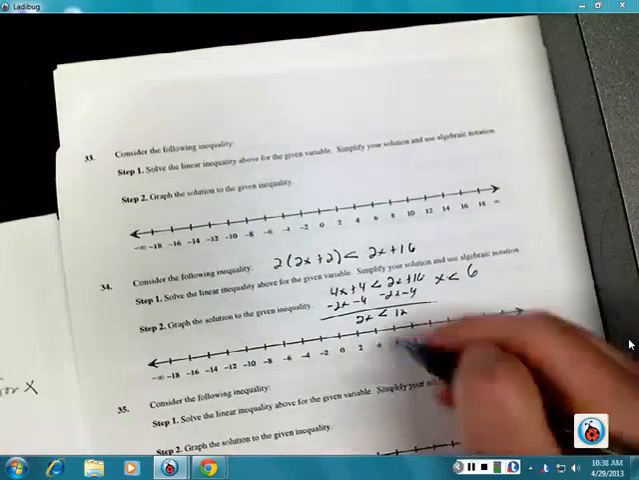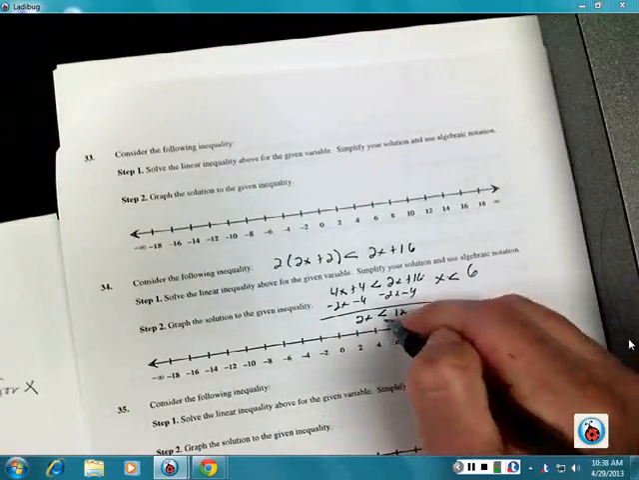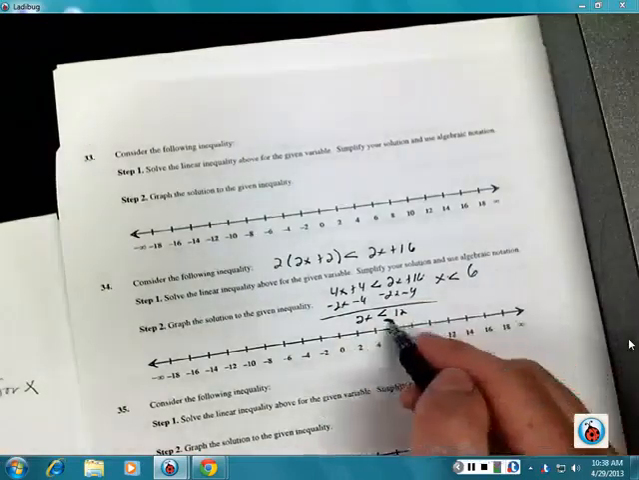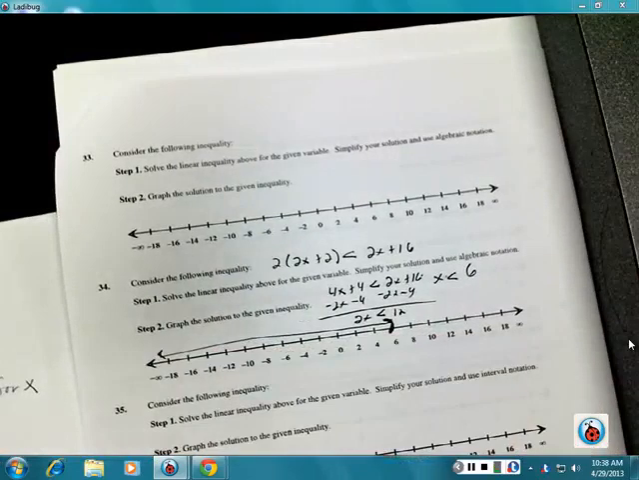So that 6 is right here, so I need a parenthesis this time. Why a parenthesis? Because there's no equals to. Right, and then it's going to go that way. Yeah.